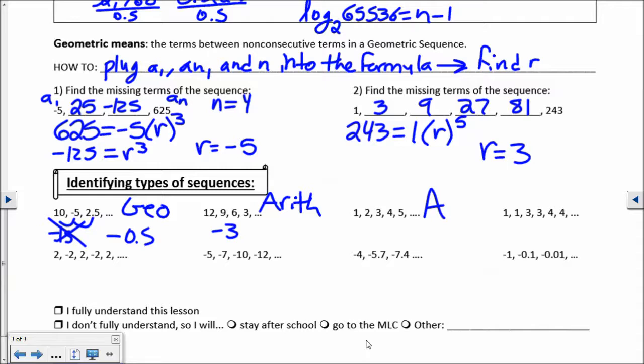The next one is neither. Am I adding the same thing between every step? Am I multiplying the same thing? No. Sorry, neither.